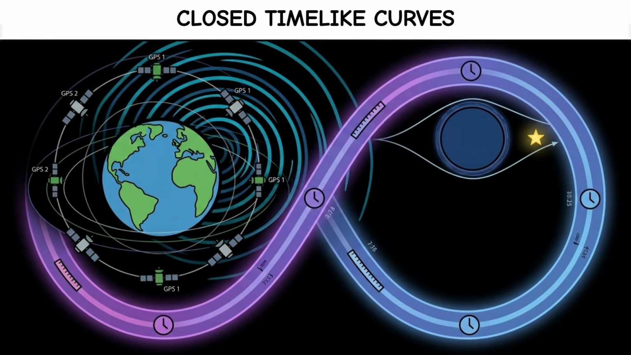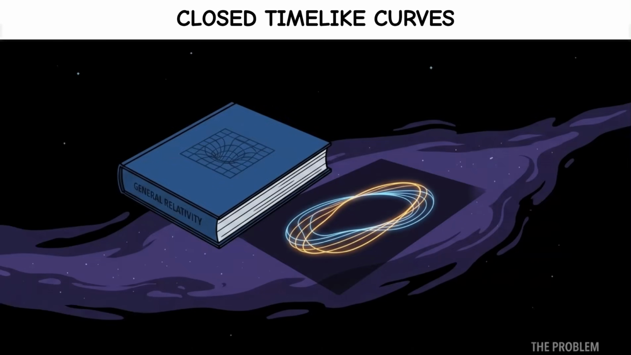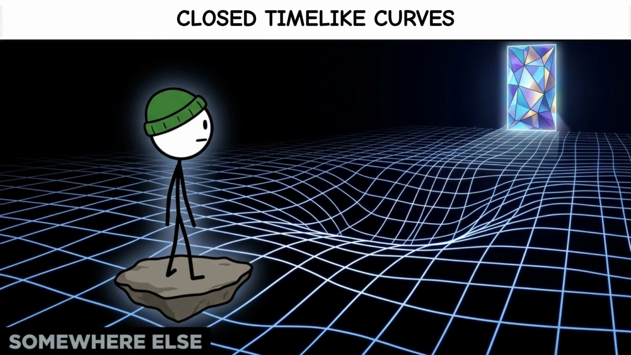The theory that describes gravity with more precision than any other theory in physics, confirmed by gravitational wave detections, by the bending of starlight, by GPS satellites correcting for it every second, also permits time loops. If physicists want to prove time travel cannot happen, they cannot do it by pointing at general relativity. General relativity is the problem. The proof has to come from somewhere else.